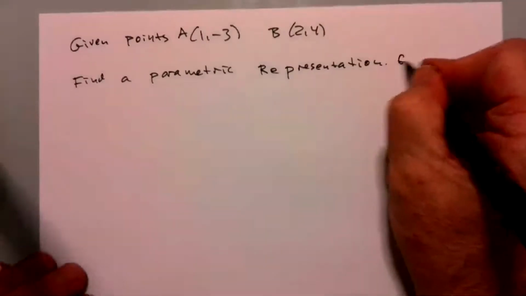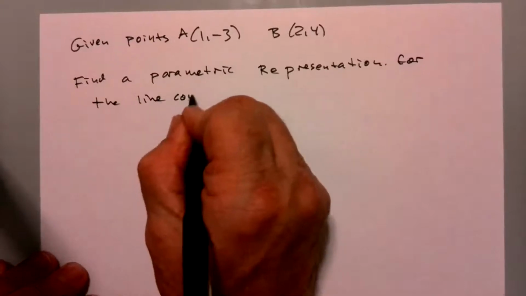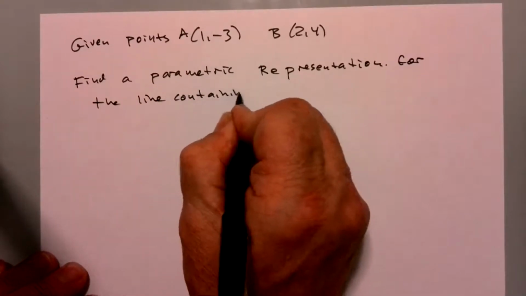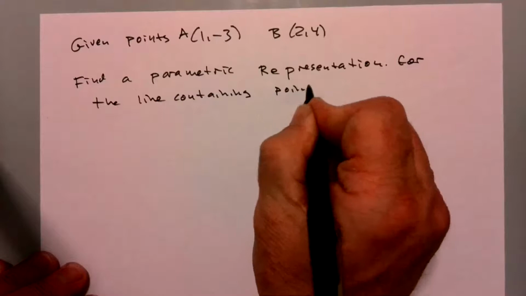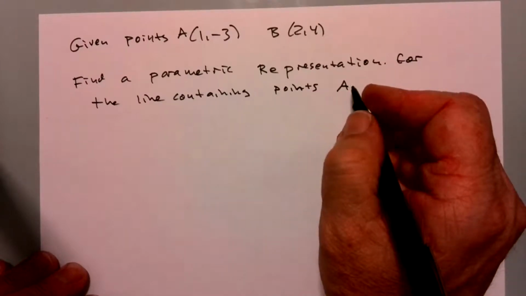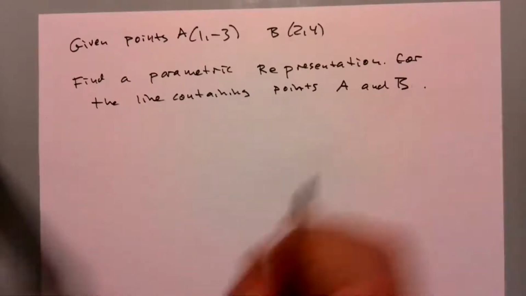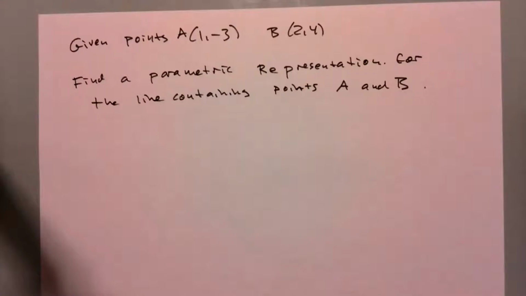For the line containing points A and B, are we relating this to sine t and cos t? We certainly did on the circles, right? So using sine squared t plus cos squared t is 1 was our crucial identity. We'll do another problem using sine and cosine here shortly. At least that's my plan.